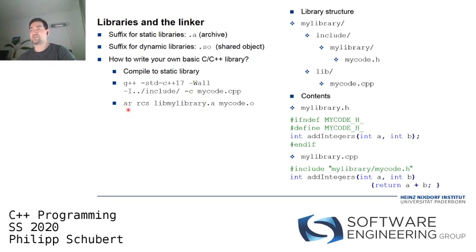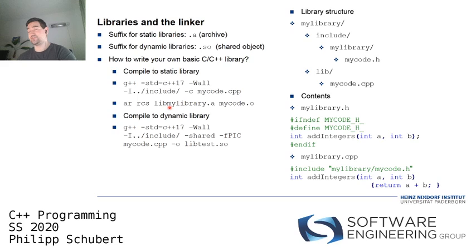And then you would call the archive program, which you give your object file, or you could also give it multiple object files, and then you give it the library's name, libmylibrary.a, and this would be the actual programming library, the archive file. That would be if you need to produce a static library.